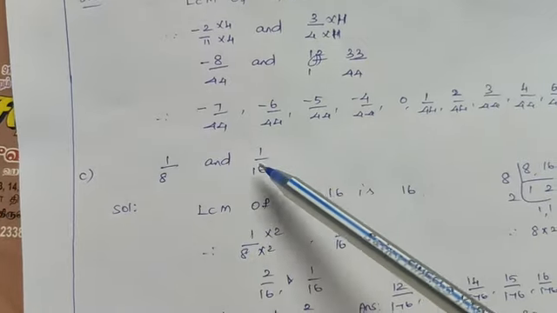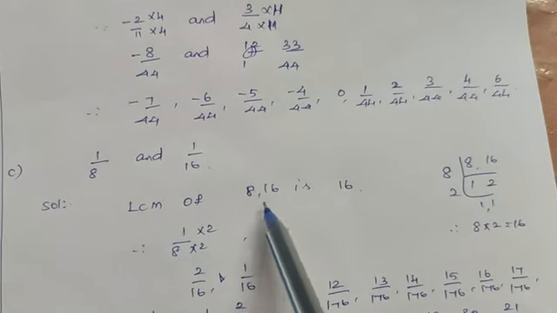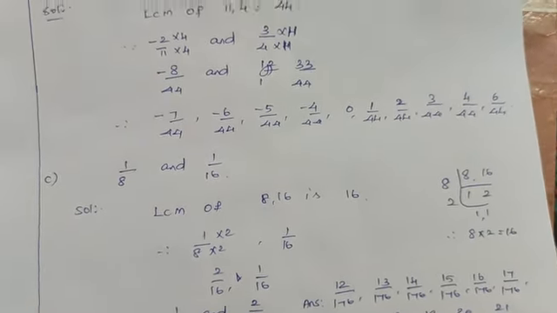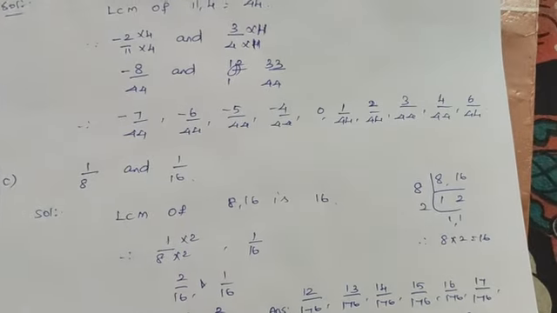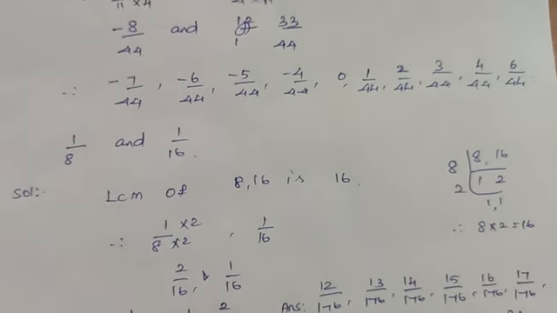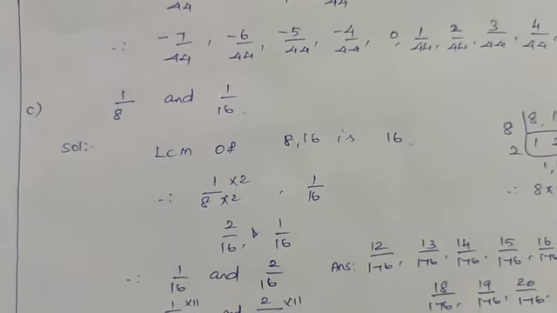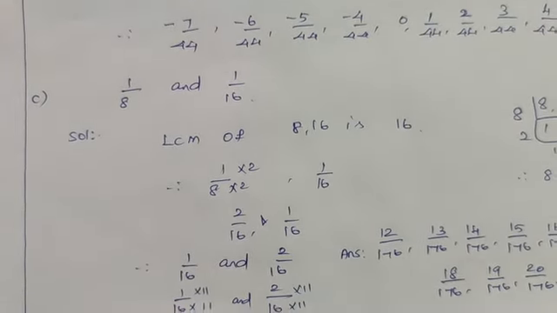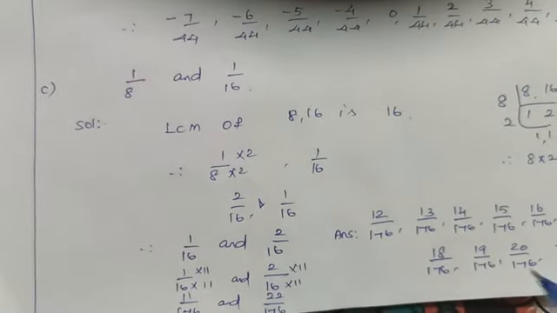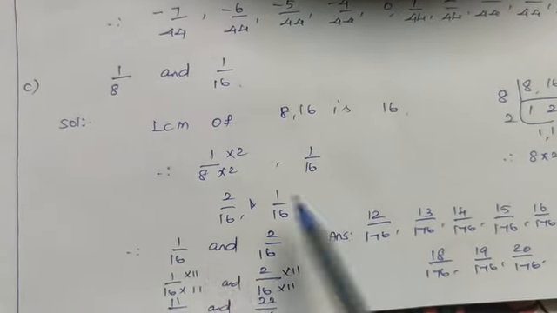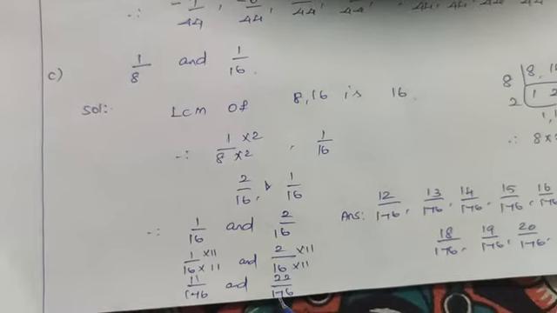Now 1 by 8 and 1 by 16. Now 8 and 16 are not co-prime. So the LCM is 16. So now we need to write 8 as 16, which means multiply by 2 in numerator and denominator. So 2 by 16, here 1 by 16, which is bigger? 2. So change to 1 by 16 and 2 by 16.